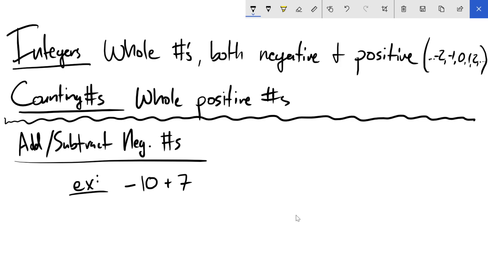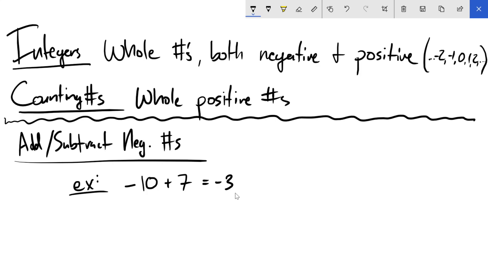How do you combine negative 10 and a positive 7? What's the answer going to be? If I take negative 10 and add 7, where am I going to be? It's going to be at negative 3. This is why negative numbers are kind of annoying, because the operation is addition, and yet you end up actually subtracting the two numbers to get your solution.